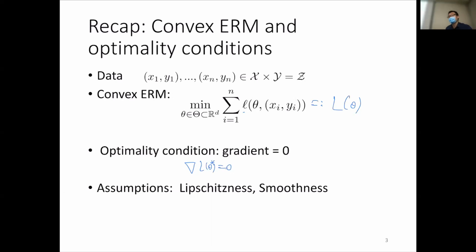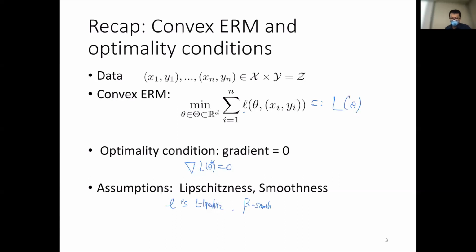This is a property of a convex optimization problem, and two of the common additional assumptions that we make about these functions are the Lipschitzness and smoothness of these functions. In particular, we assume that this individual L is L-Lipschitz and beta-smooth. These are non-negative constants that describe this loss function.